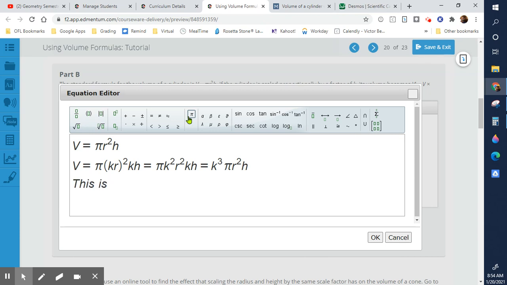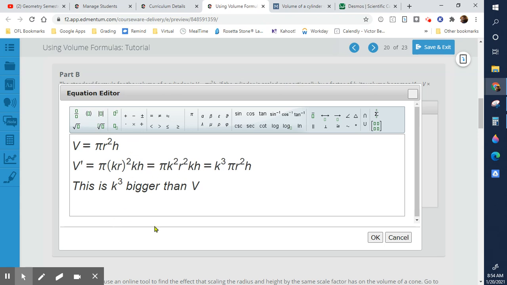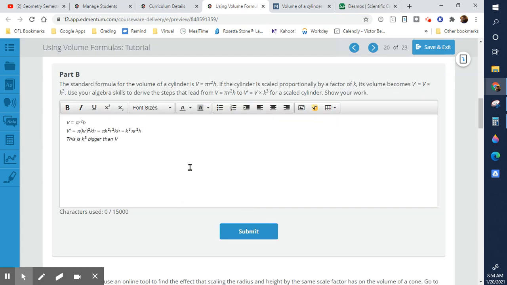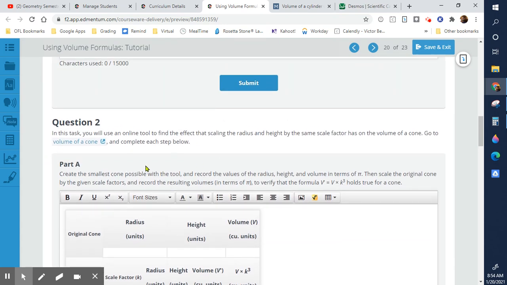This is k cubed bigger than v. Oh, these were supposed to be v primes. Sorry, this bottom one was supposed to be a v prime. Again, this should be apparent because if we're changing the sides of the dimension, since we're in 3D space, this is going to be done for all of them.